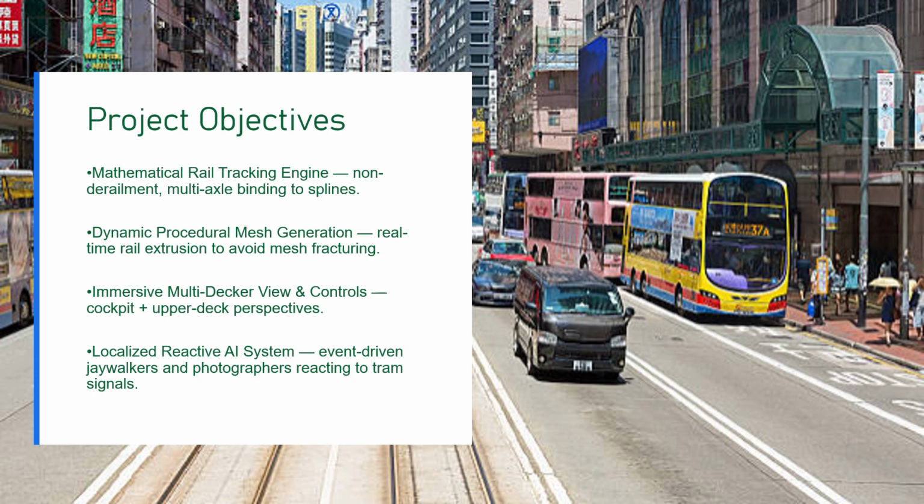The main objectives were to develop a mathematical rail tracking engine that prevents derailment and correctly binds multiple edge splines, and implement dynamic procedural mesh generation for rails so they can be executed in real time without mesh filtering. Create an immersive multi-decker experience with proper cockpit and upper deck perspective. Build a localized reactive AI system featuring event-driven jaywalkers and photographers who respond to tram signals and movements.